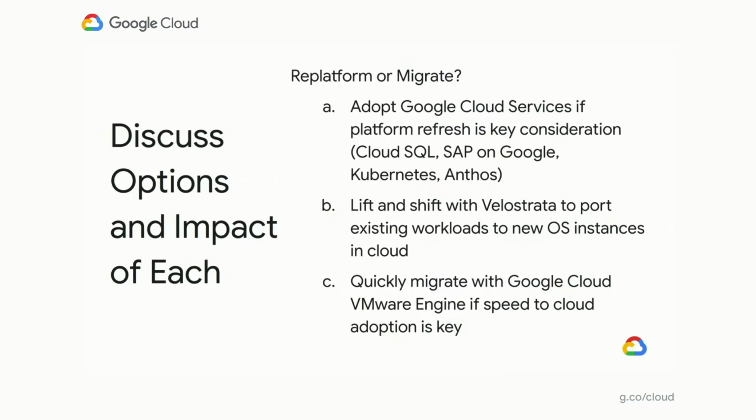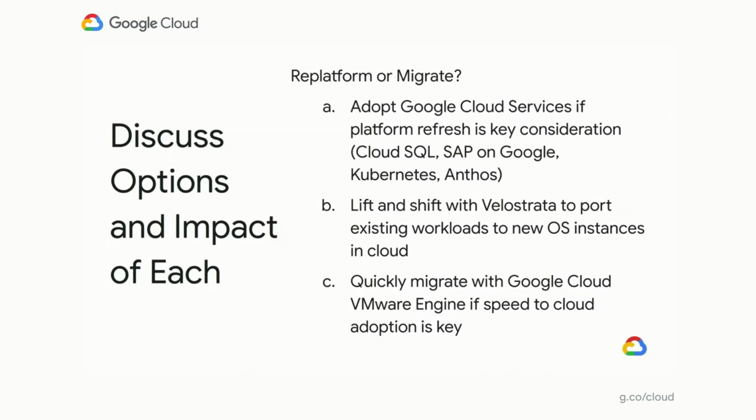If we adopt Google Cloud Services, we can see a significant savings by taking out the operating system and the instance costs and focusing solely on the service. So adopting Google Cloud Services for Cloud SQL, SAP on Google, Kubernetes, any of the advanced machine learning engines and resources can be a significant cost savings over running instances for you as an organization, giving you true dynamic capabilities.